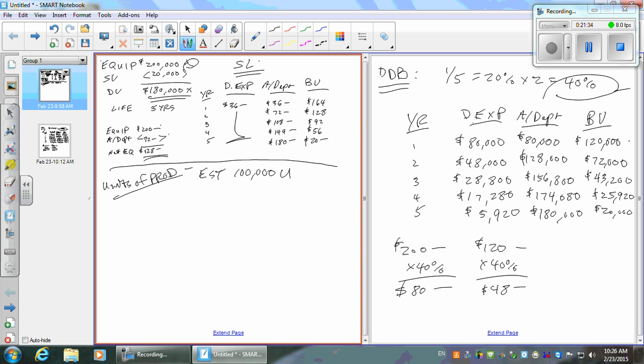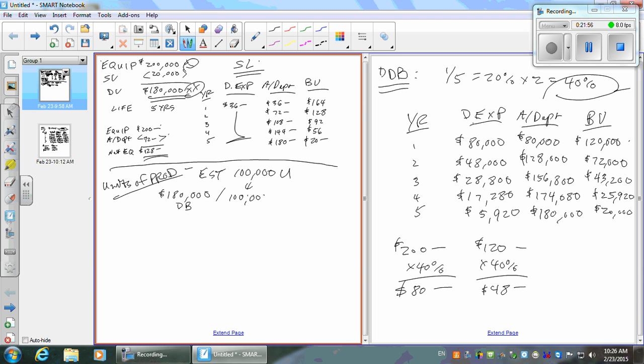Okay, anyway. So we take the 100,000. How much do you want to depreciate then, each unit? Just take your 180,000, right, guys? Take that 180 depreciable value, and divide it by what? By the 100,000 units that you think you're going to produce.